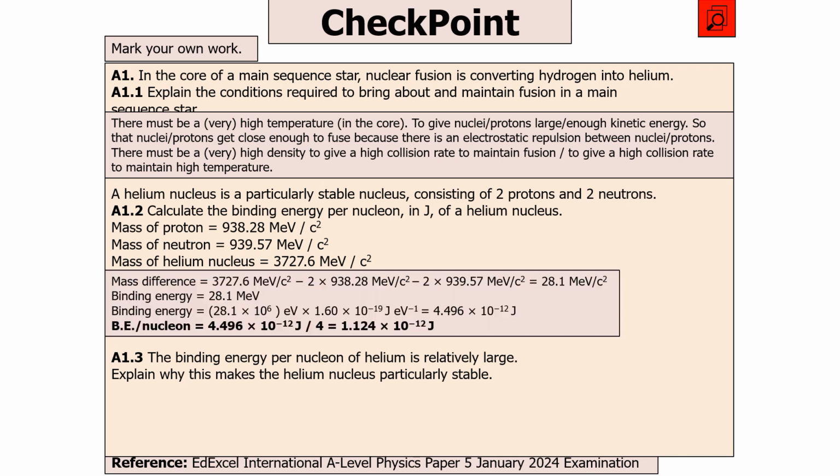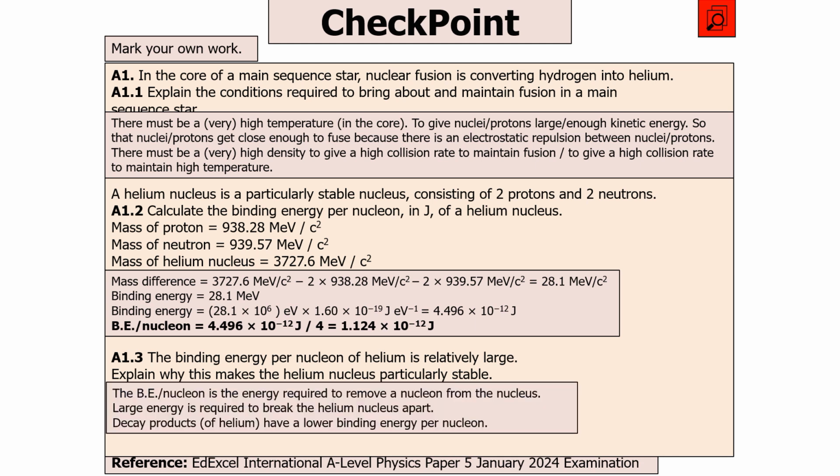In the next one, find the mass difference before and afterwards. So you find the mass difference before and afterwards to be 28.1 mega electron volts per c squared. So when we say E equals mc squared, the c squared cancels through, so the binding energy is 28.1 MeV. So therefore we can turn that into electron volts by times by 10 to the 6, then into joules by times by 1.6 times 10 to the minus 19. So it's 4.496 times 10 to the minus 12 joules. So divided by the number of nucleons that are in the helium, 4, it's 1.124 times 10 to the minus 12 joules.